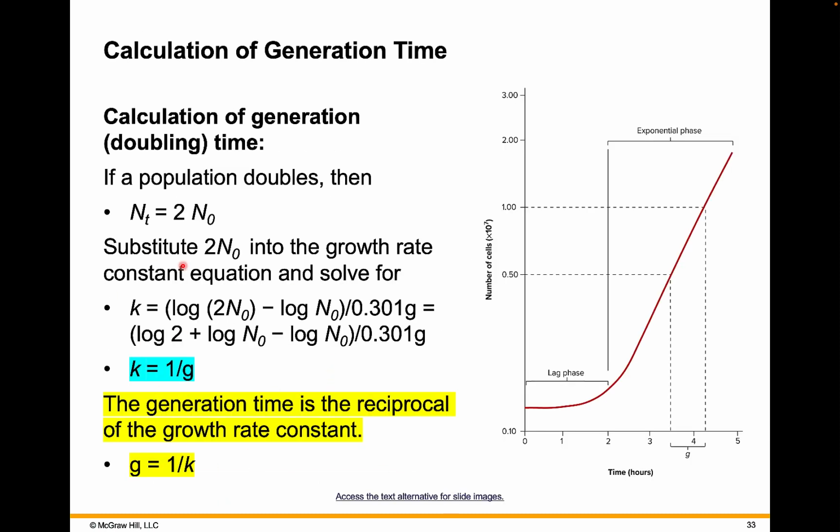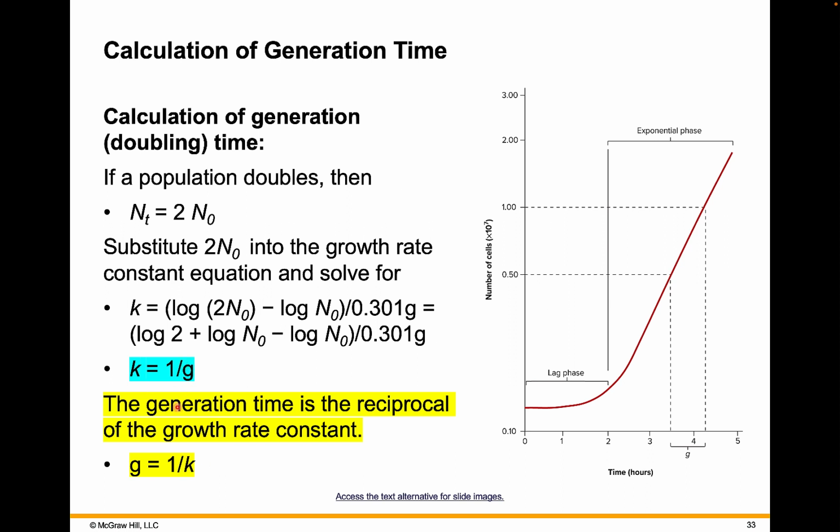And let's take a look at this. Now we are calculating the generation or doubling time. If a population doubles, then Nt is 2N0. And if you substitute the N0 into the growth rate constant equation and solve, K becomes 1 over G. So on the other hand, the generation time, G, is reciprocal to the growth rate constant.